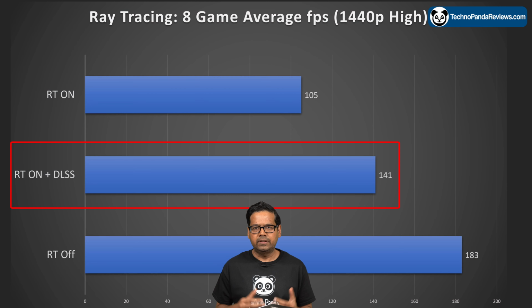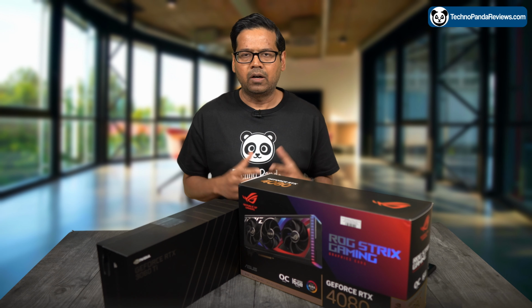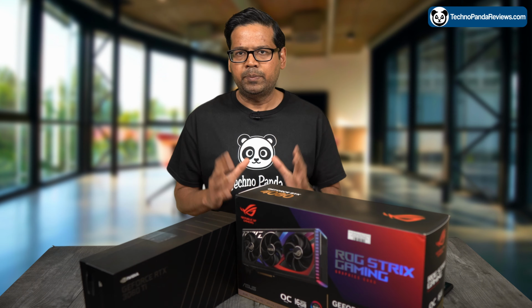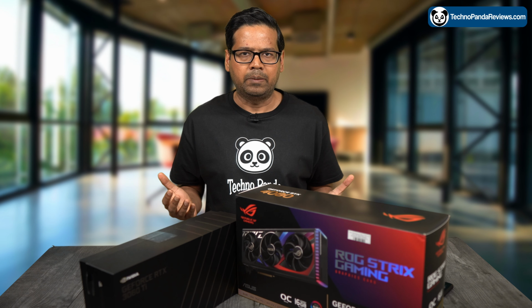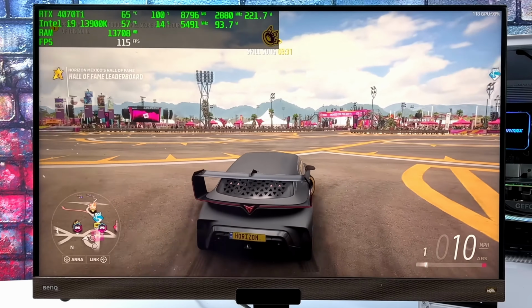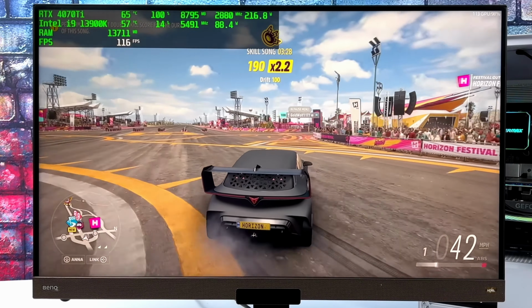This is where DLSS 3 AI upscaling comes in handy, boosting frame rates while still maintaining a high level of visual fidelity. With DLSS 3 enabled, the average FPS increased from 105 to 141, which I think is a very impressive feat. However, it's important to note that not all titles support DLSS 3, so it may not be a viable option for all gamers. Additionally, it's worth noting that while AI upscaling can improve performance, it does come at a cost of some loss in image fidelity.